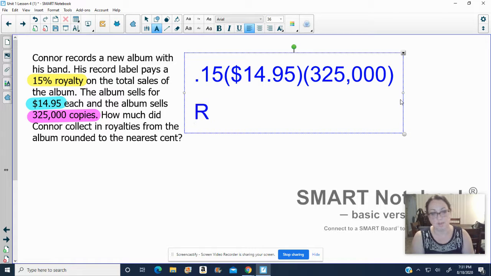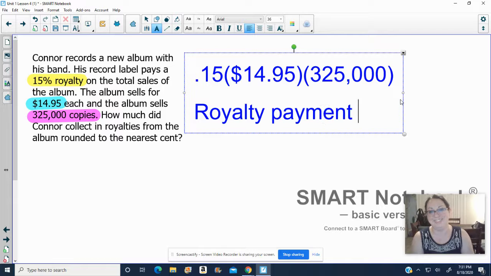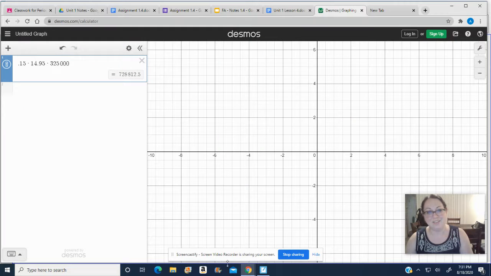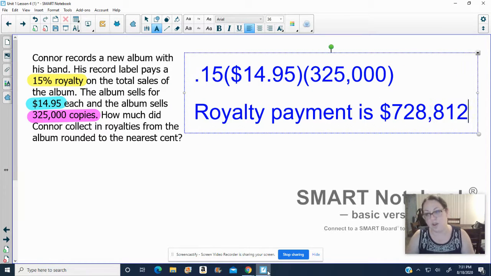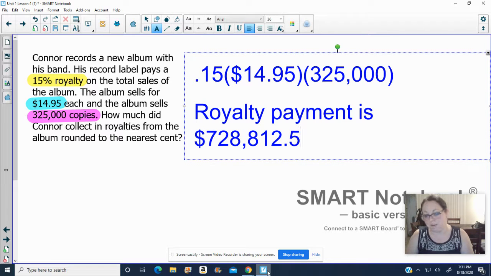So the royalty payment on this, if I could spell, $728,812.50. Sorry, I have to say it out one more time. 728,812. And then 0.5, but this says rounded to the nearest cent, so if there's not a hundredth place where it's understood to be a zero, I'm going to include it.